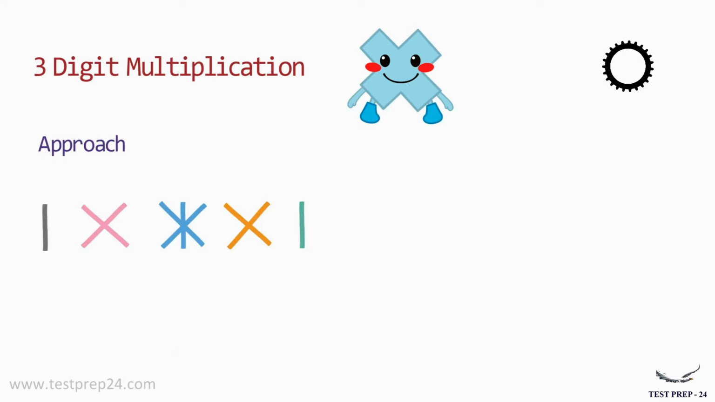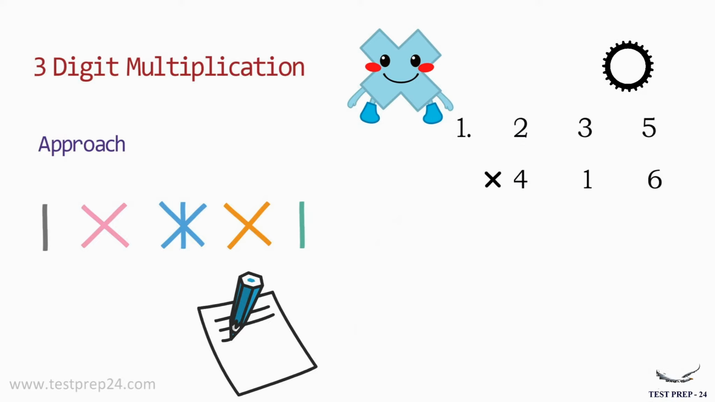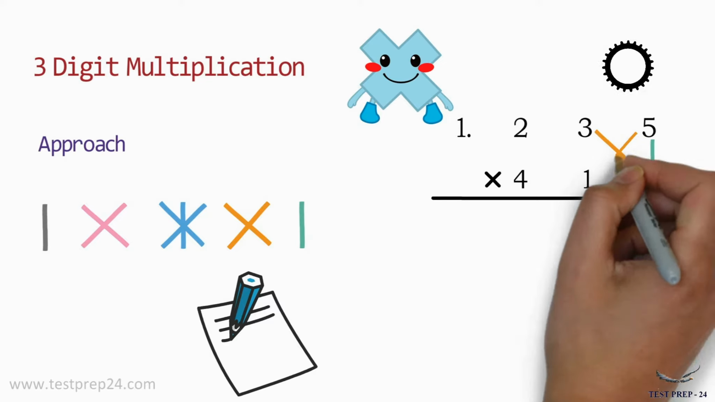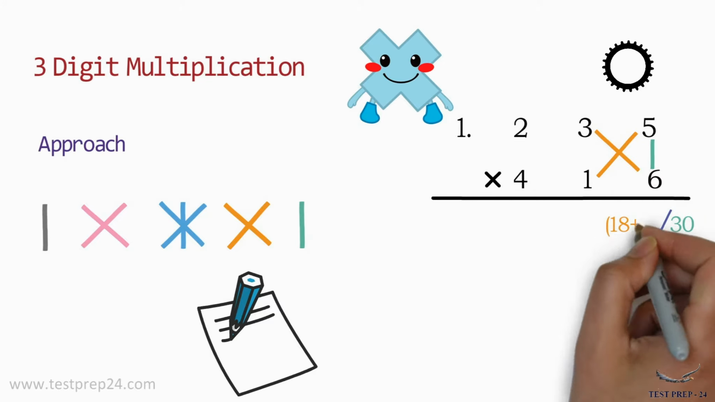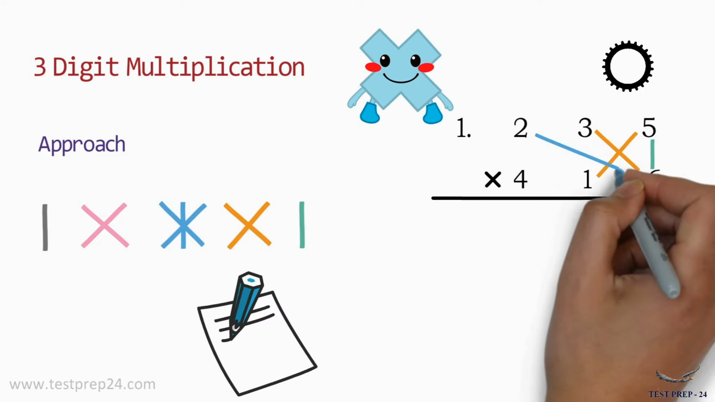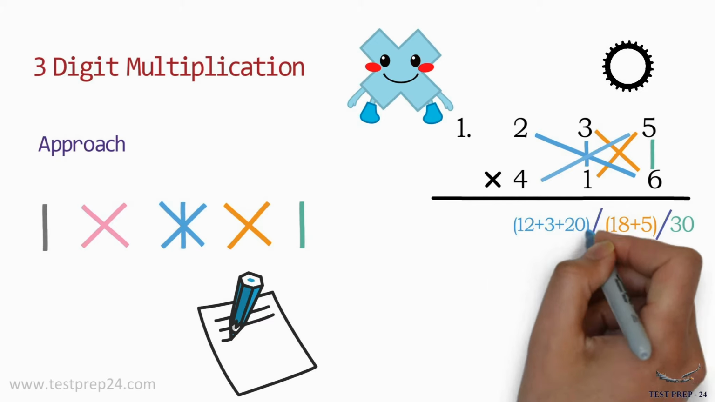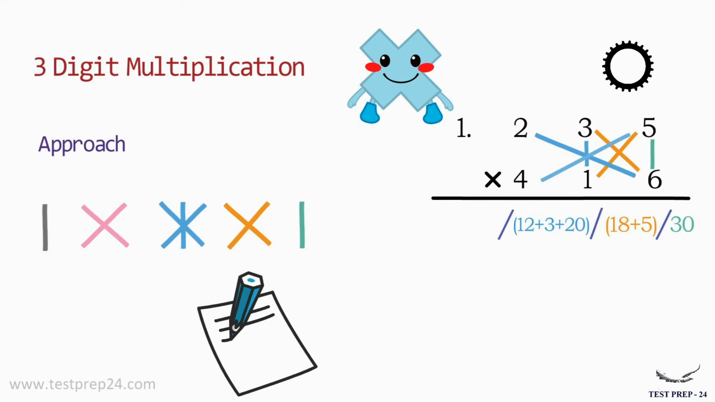So let us take a small example. What is the product of 235 multiplied with 416? Here the same thing. First, 5 into 6 comes to how much? 30. And second step, if you look at the approach, there's a cross mark. Like 3 into 6. So 3 into 6 is 18 and then 5 into 1 is 5. So 18 plus 5. Now next. So 2 into 6 is 12 plus 3 into 1 is 3 and then 5 into 4 is 20.